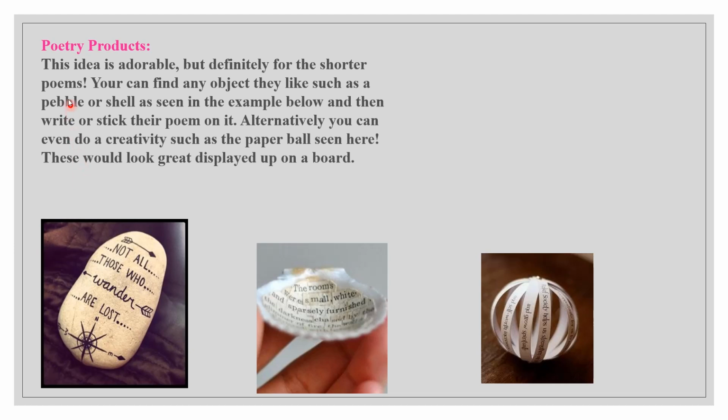Next activity is poetry products. What is meant by poetry product here? This idea is very adorable. See how nice different products are seen here. So here you can use short poems. Very short poems are there in our textbook. So you can use those short poems to write on stones, on shells, or write on paper and use different paper. Make a paper ball. You can use these types of things to write a poem on. So this is a very awesome idea. You can use it and you can display it.